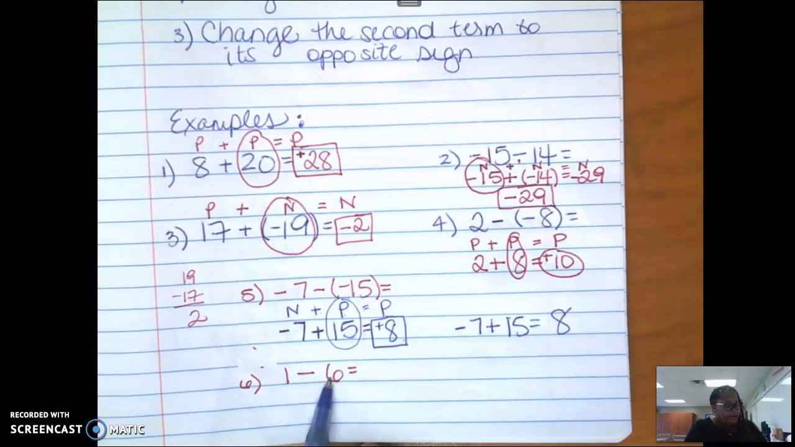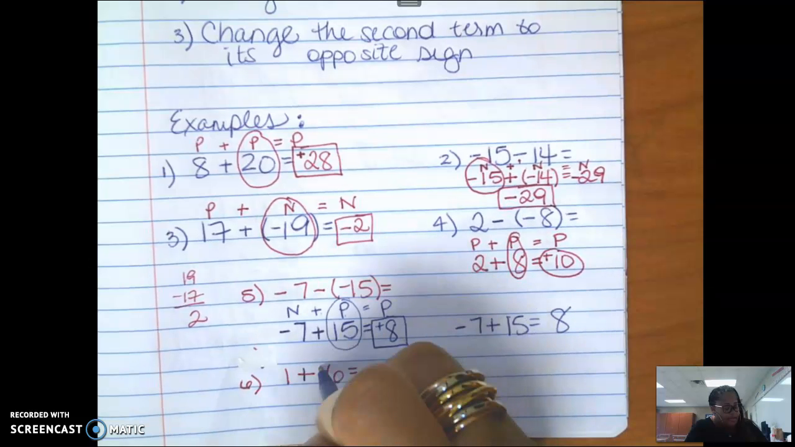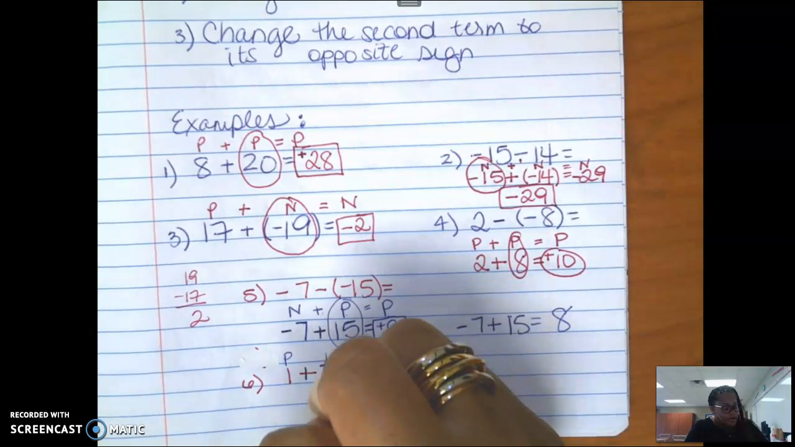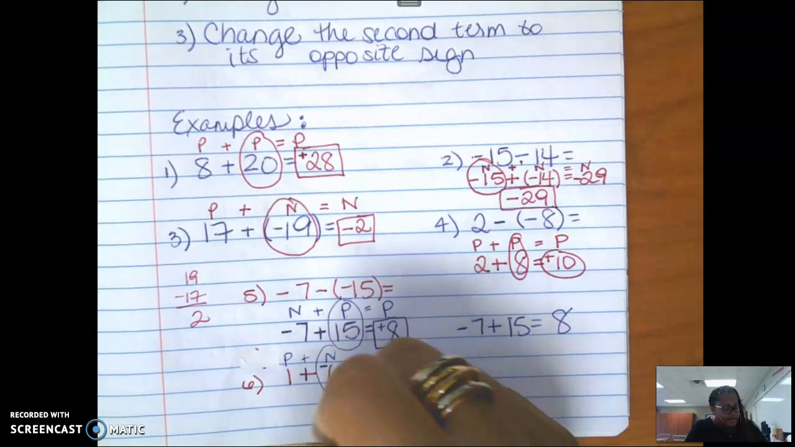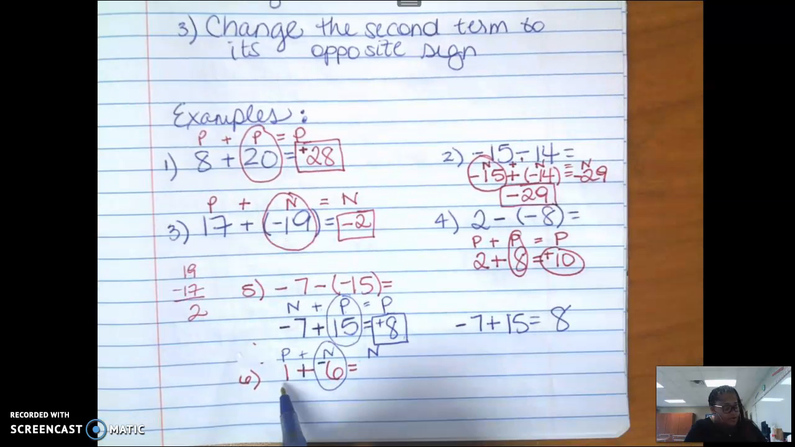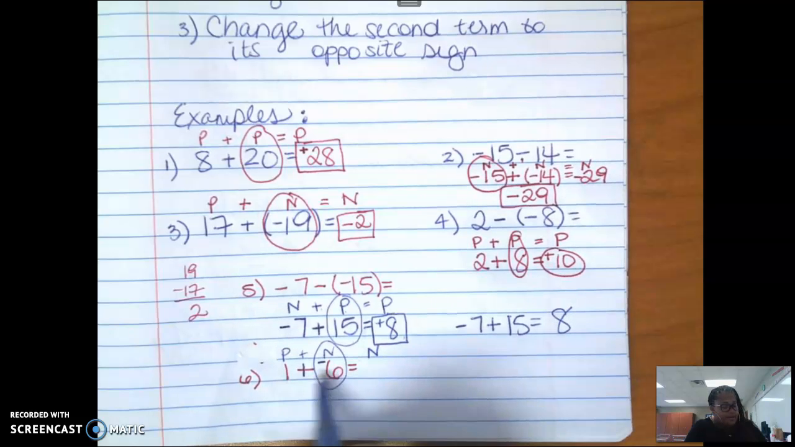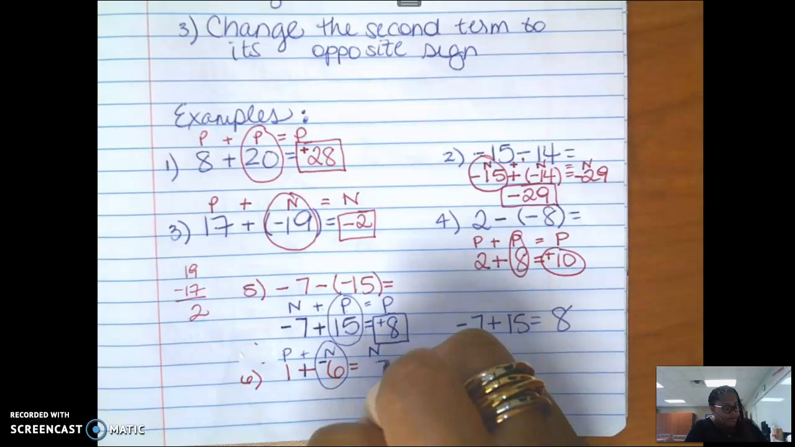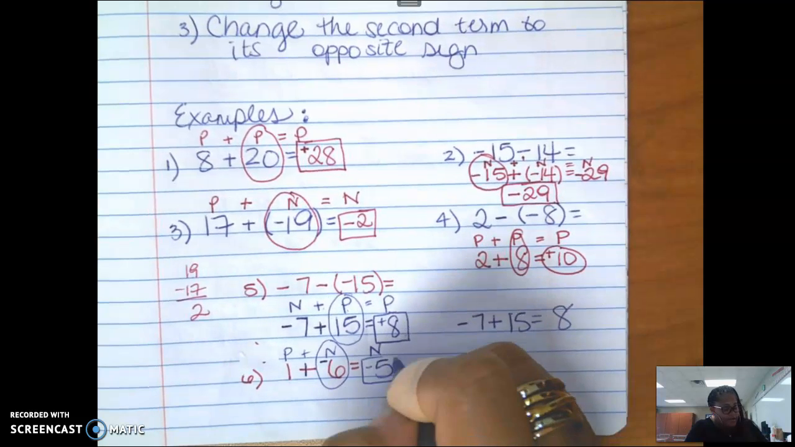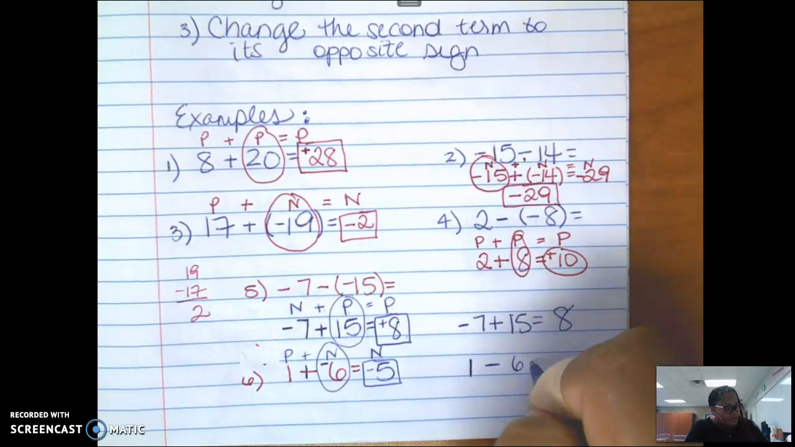1 minus 6, I'm going to change this to addition, and then I'm going to make this a negative 6. So this is a positive and a negative, and I'm adding. And this is my greater absolute value, so my answer needs to be a negative. So I have 1 plus negative 6, and they have different signs, so I need to subtract. 6 minus 1 is 5, and it has to be negative. There's my answer.